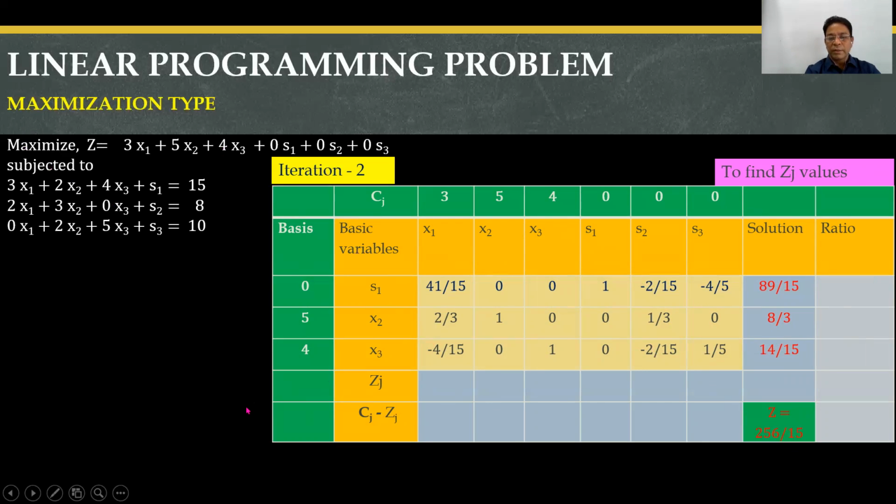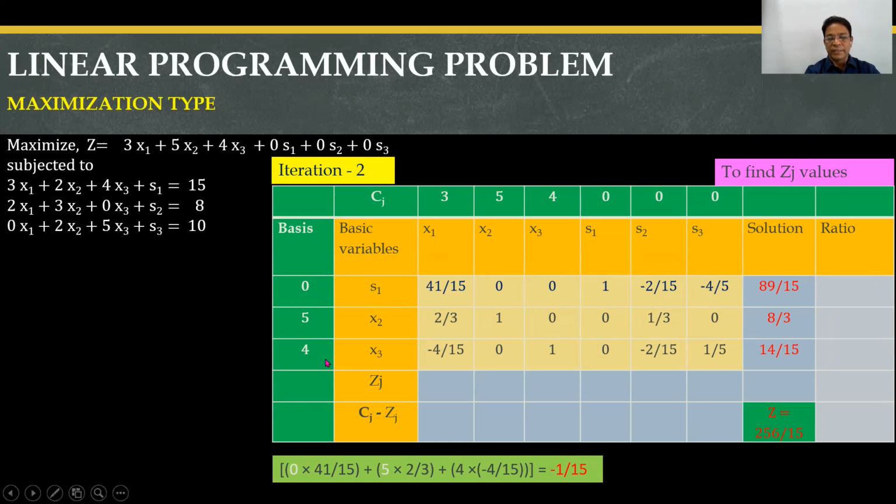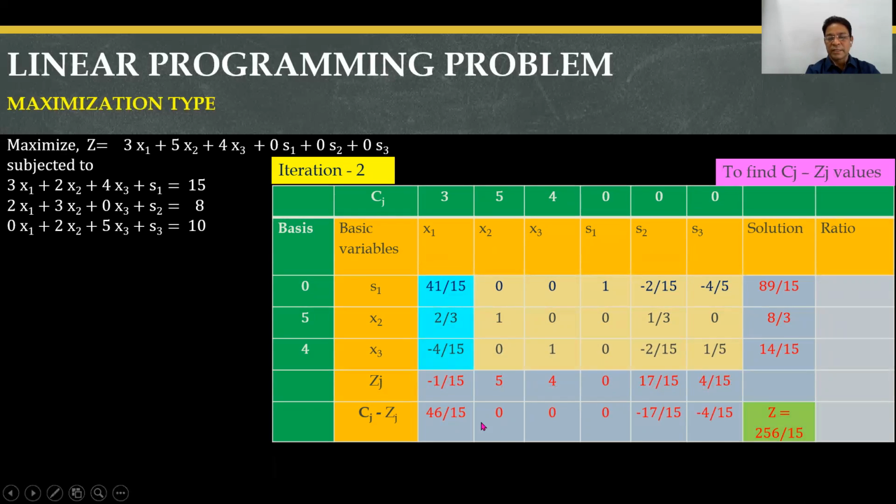So should we stop here? No. Then how will we come to know whether we should stop or not? So we'll follow the steps. The first step would be to find the value of Zj, then to find the value of Cj minus Zj. So here we are finding the value of Zj for the first column: minus 50, 1 by 15, 5, 4, 0, 17 by 15, and 4 by 15. Next, Cj minus Zj, and these entries would be like this. So if you see, this is negative, these three are 0, and this is still positive.